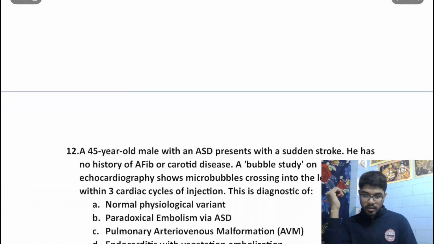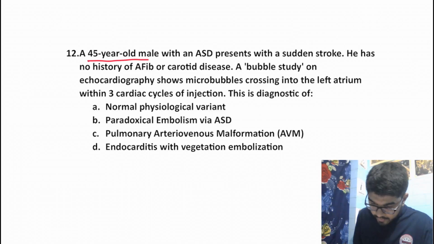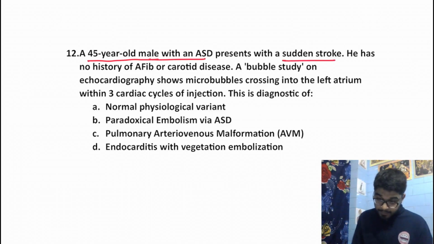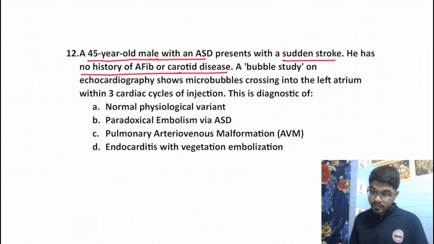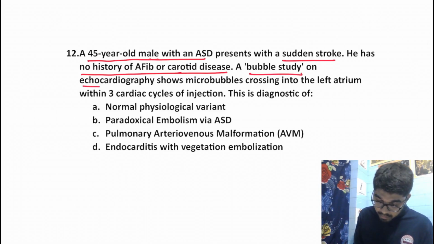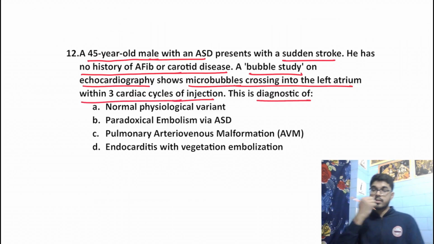Moving on to the next question. A 45-year-old male with an ASD presents with sudden stroke. He has no history of atrial fibrillation or carotid disease. A bubble study on echocardiography shows microbubbles crossing into the left atrium within 3 cardiac cycles of injection. What is it diagnostic of?